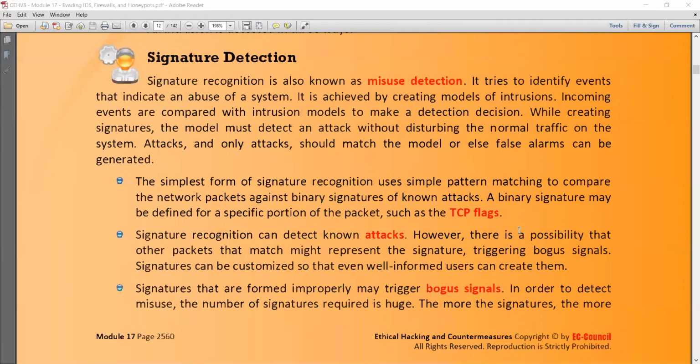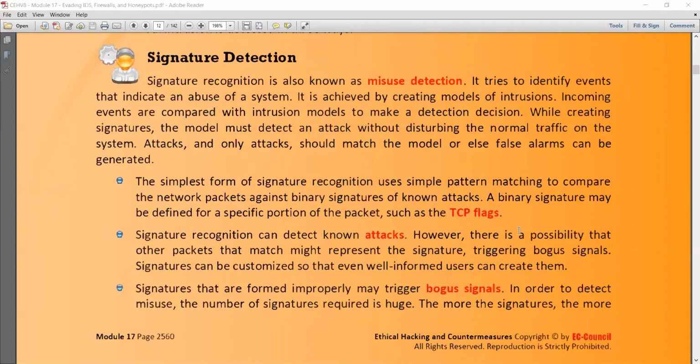Signature recognition. The simplest form of signature recognition uses simple pattern matching to compare network packets against binary signatures of known attacks. A binary signature may be defined for a specific portion of the packet, such as the TCP flag. Signature recognition can detect known attacks; however, there is a possibility that other packets that match might represent the signature, triggering a bogus signal. Signatures can be customized so that a well-informed user can create them. Signatures that are formed improperly may trigger bogus signals.